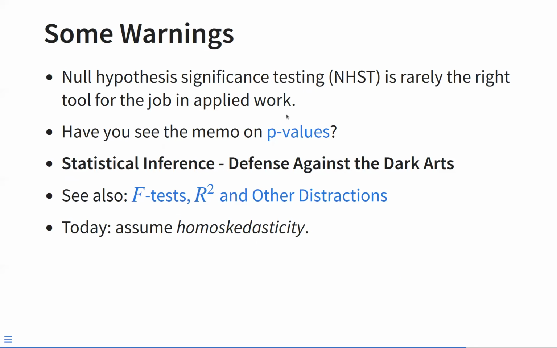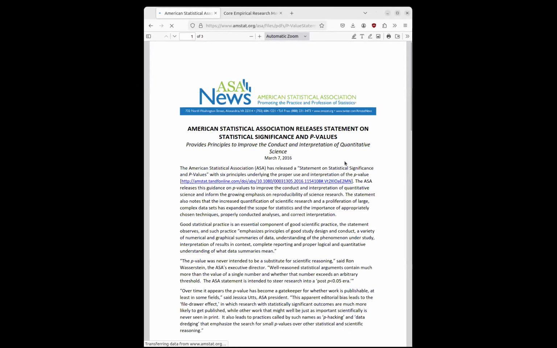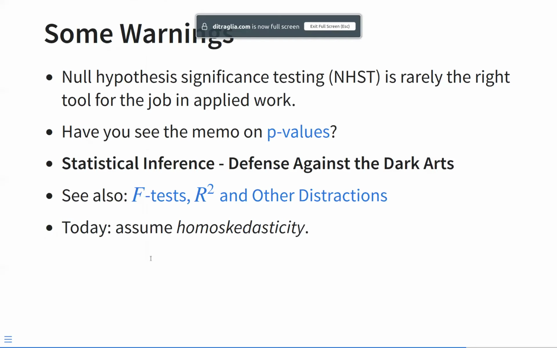And I want to give you a word of caution. Null hypothesis significance testing is, in my view, almost never the right tool for the job in applied work. I'm showing you this F-test not because I think it's important, but because, by popular demand, people want to know how to do it. Testing is rarely the right tool for the job. P-values are very frequently misunderstood and misinterpreted, and indeed, there's even an official statement by the American Statistical Association warning you against their misuse. You should take a look at that. I'm going to have more to say about this in a future lecture, which I have humorously entitled Statistical Inference: Defense Against the Dark Arts.